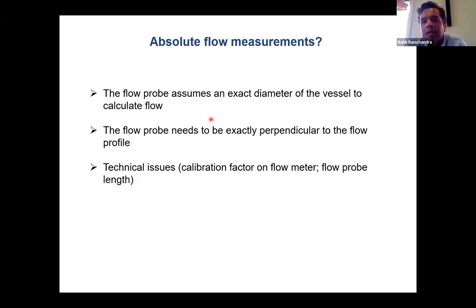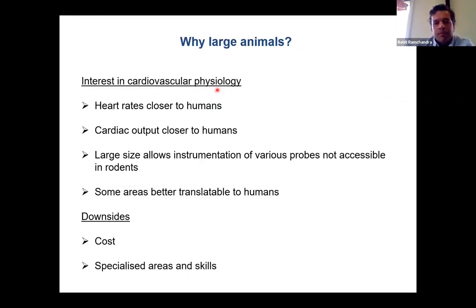One of the huge advantages I find with the Transonic flow probe is that it is incredibly powerful for within-animal experimental designs. Even though you might have some degree of variability here, because the animal is never going to have an exact diameter artery from animal to animal, within an animal it is incredibly reproducible. And that's definitely one thing that I've found really useful with Transonic flow probes.